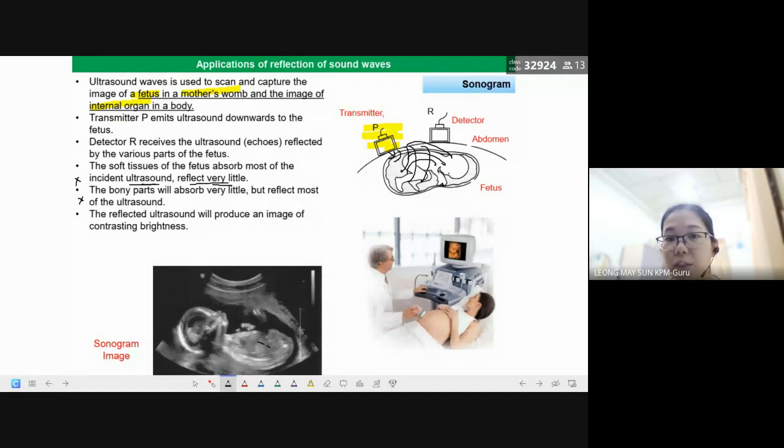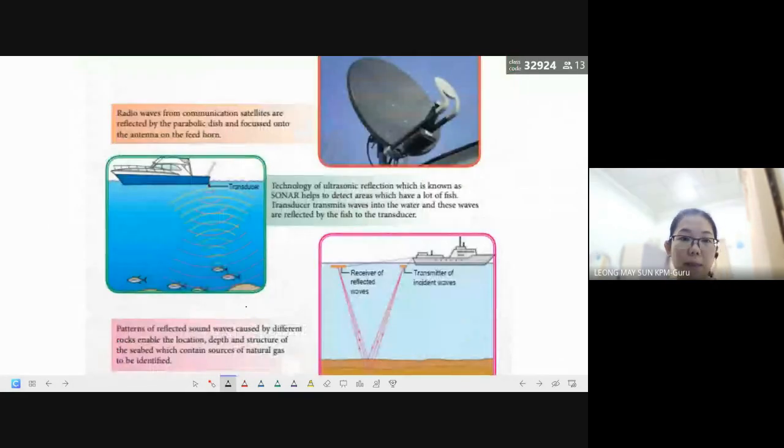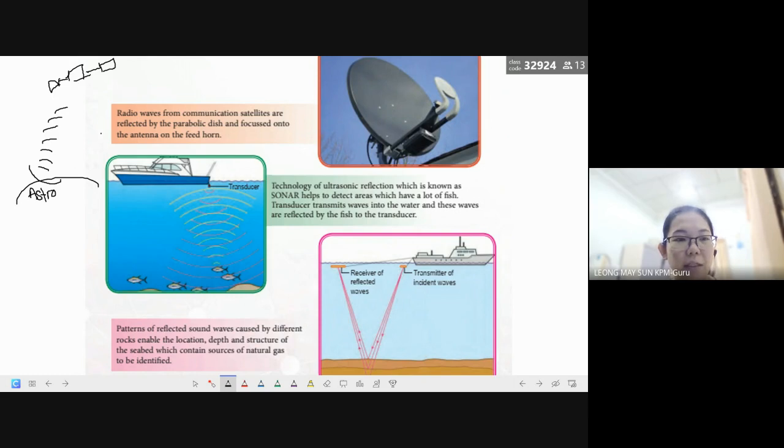So what other applications of reflection is there? All right, next application is radio wave from telecommunication satellites. So telecommunication satellites is whereby, let's just say at Bukit Jalil, we're talking about Astro. All right, Astro, they have a satellite dish, okay, that will send a signal up to the satellite. And then after that, the satellite will send the signal down back to our house. All right, so the wave that they send for communications to satellites, they are actually radio wave.